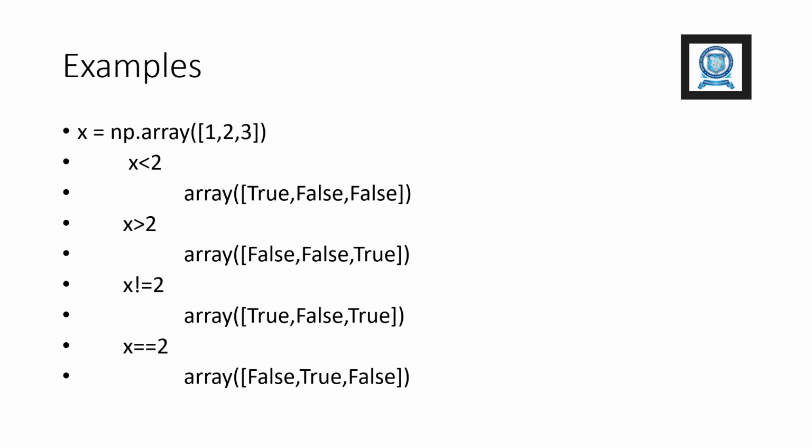For example, in the next example, x greater than 2 produces a result as false, false, true. In the next example, we have checked x not equal to 2. So, the first output is true, the second value is false, and the third value is true. And in the fourth statement, we checked x is equal to 2. So, the output is false, true, false.